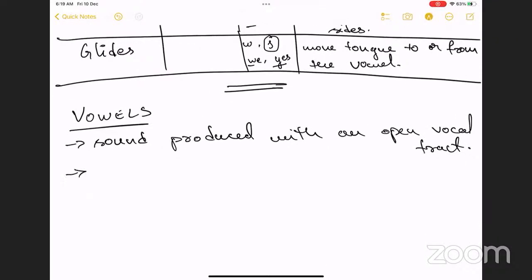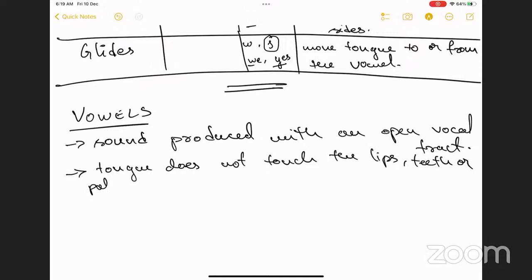Okay, just try to say out A, E, I, O, U. The tongue is moving. When you say A, E, I, O, U, the tongue is moving, the lips are moving, the teeth are also moving, but they do not touch each other. So we can say the tongue does not touch the lips, teeth, or palate. Why don't you all just try it once? Can you feel the tongue move? None of them are touching each other, and that is why we say that it is an open vocal tract.